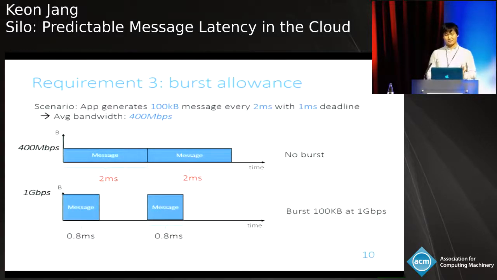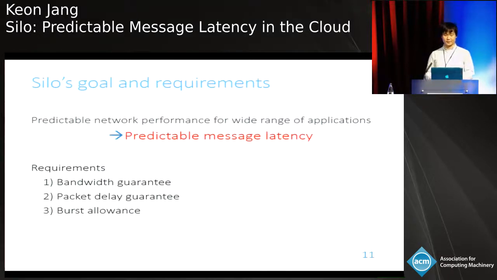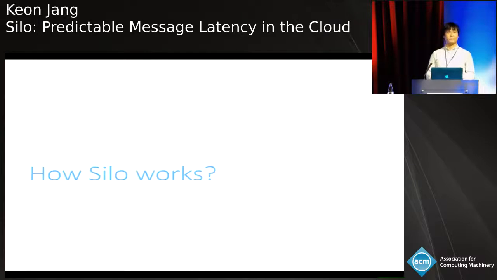So in reality, data center traffic is not uniform, and it has burst arrival, and this is another reason that we want to make sure that we can observe burst. So to recap, we want to provide a predictable message latency, and we derived 3 requirements for this. So now I'm going to explain how to achieve predictable message latency in networks.